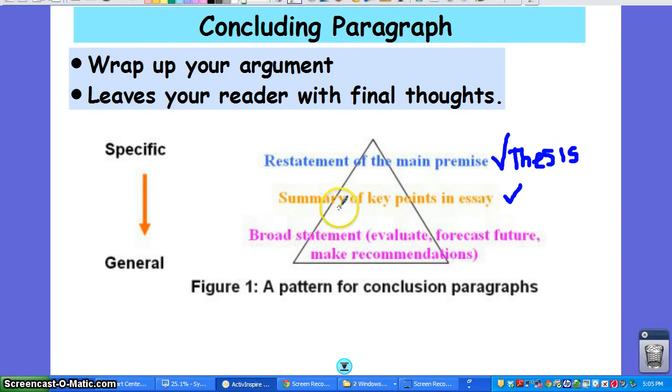And then as you can see from our inverted triangle, as you develop your conclusion, you are getting more and more general, more and more broad. So you want to start to answer the so what question for your reader. Your reader has read the essay, they're up to the last paragraph, and in their head they're thinking, so what? Why did I just spend all this time reading this essay? What's the point? How does it really impact me, the reader, my life, my thinking?